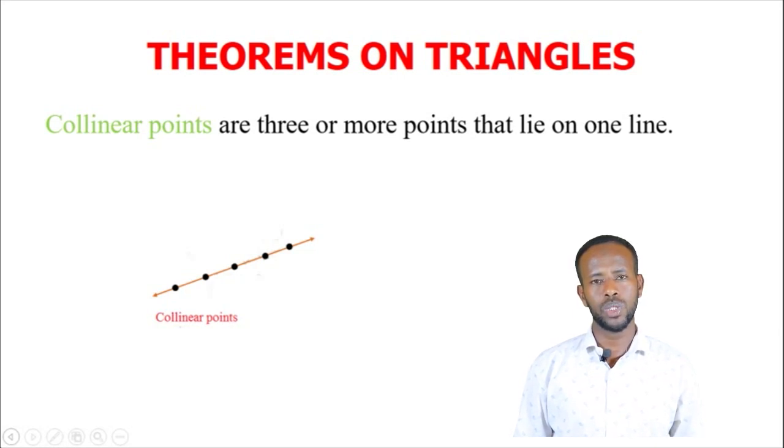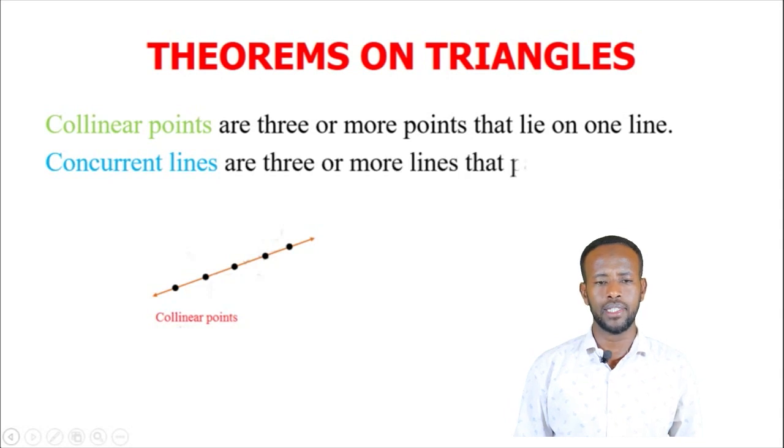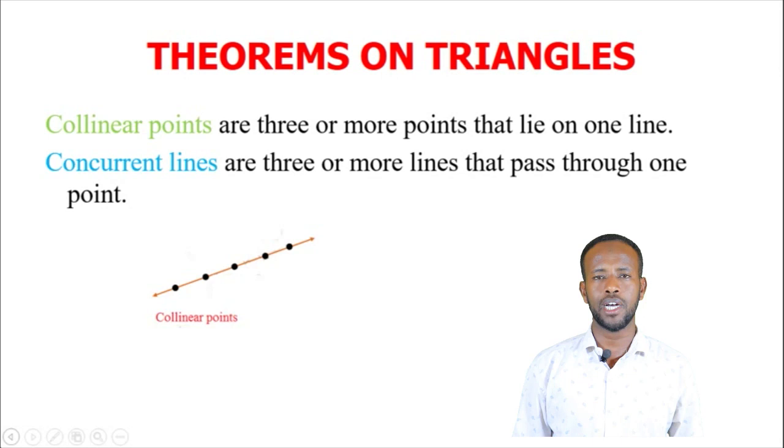Points of this form are called what? Collinear points also. Another very important point is concurrent lines. Concurrent lines are three or more lines that pass through what? Through one point. There may be four, five, or six, but the lines must pass through the same one common point.